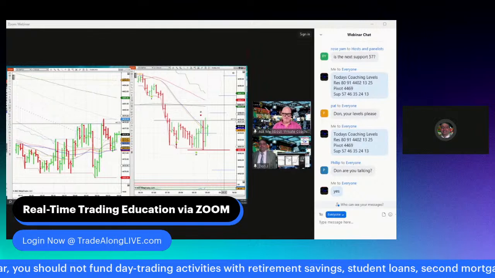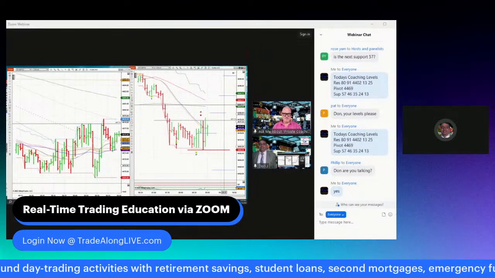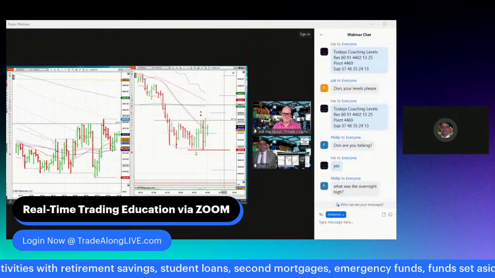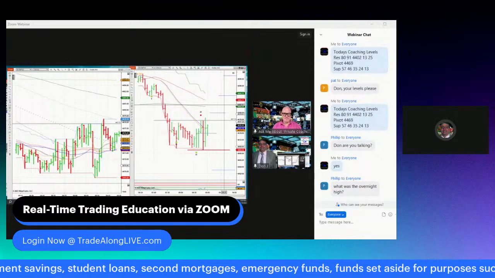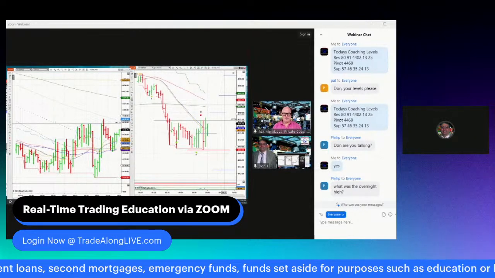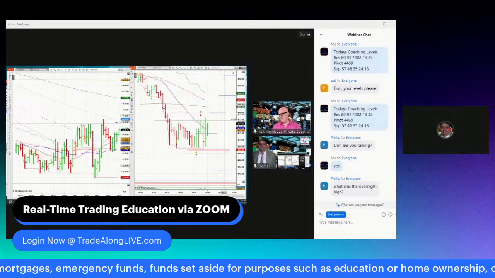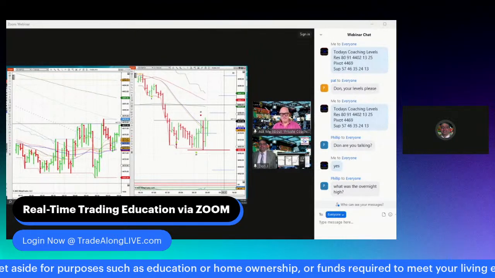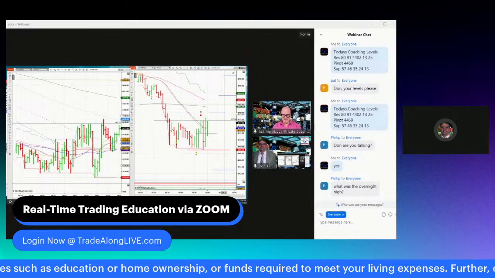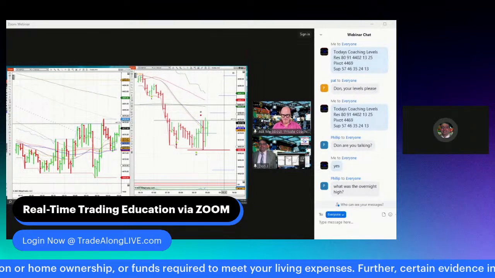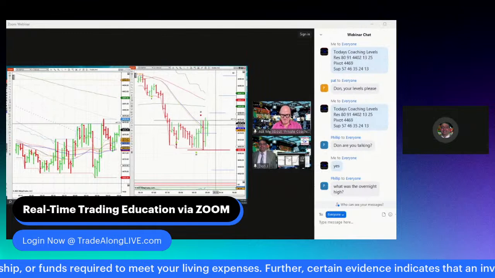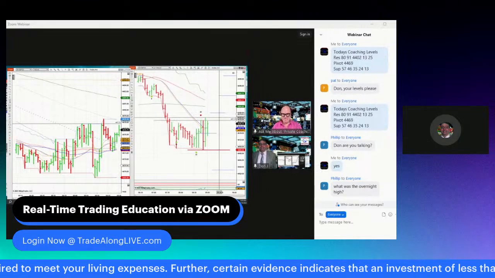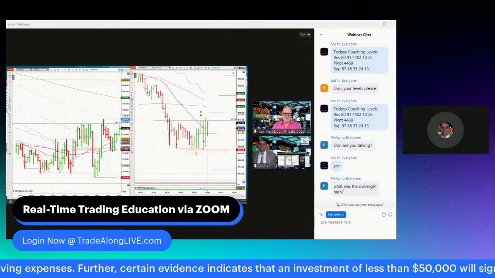We're working the 74 area. We're looking for 80. We're coming back up here to this 77, 75. We should get all the way up here to 78.